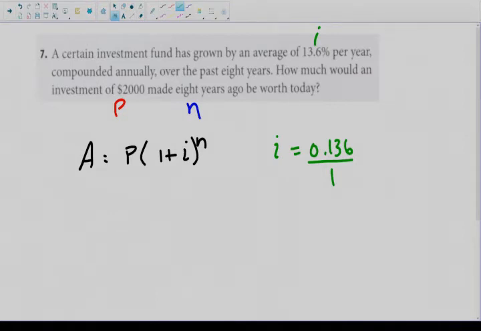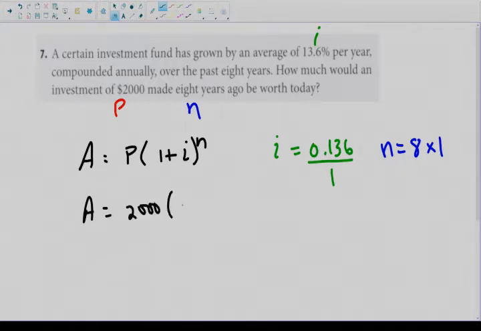Next thing we have to do is calculate our N value. Well, 8 years ago means 8 years have gone by, and it's once per year. So 8 times 1 gives us how many interest payments overall we're getting. And now we can just substitute everything into the formula.